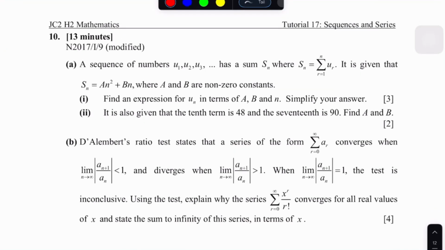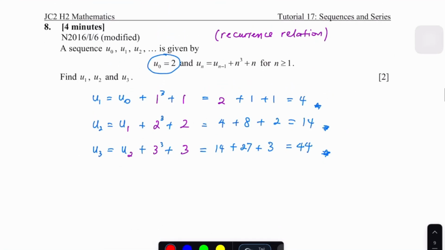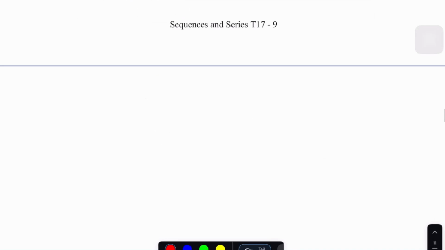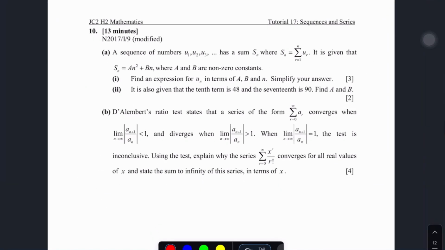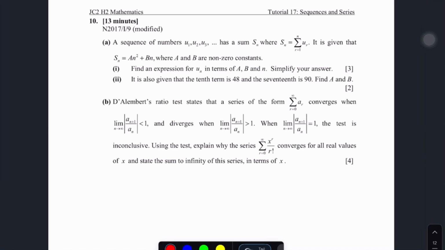Okay, so obviously it's not going to be as easy as the previous question over here, question 8. This one was very straightforward. But for this one over here, let's see. Even though it looks hard, technically you can still do it. So let me start with question 10.